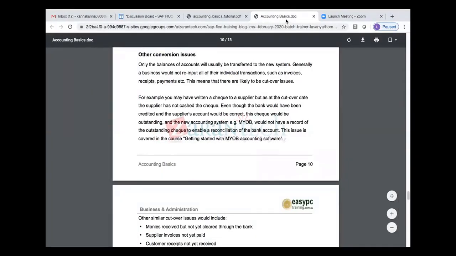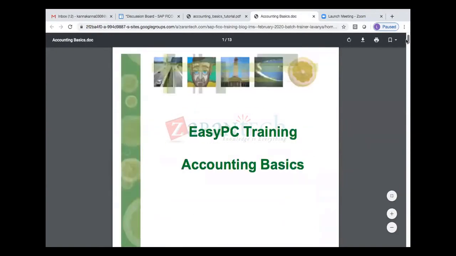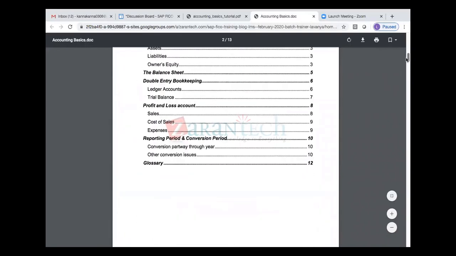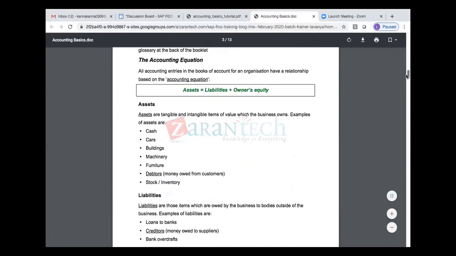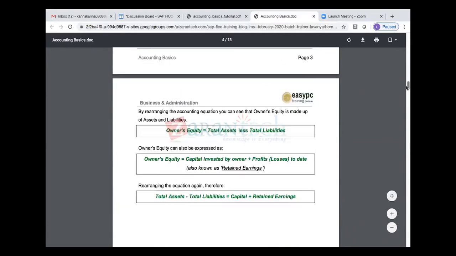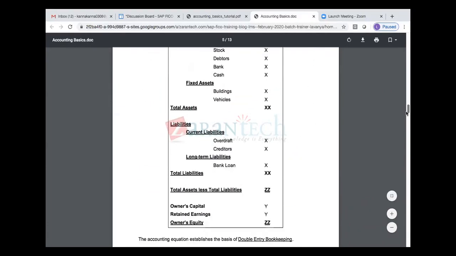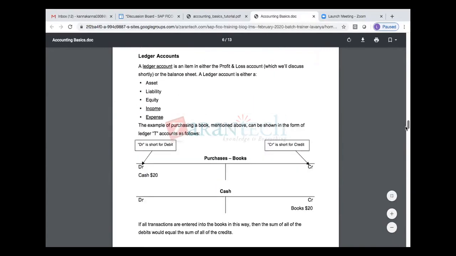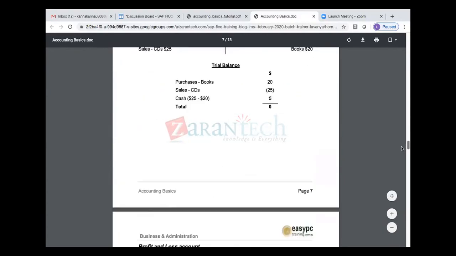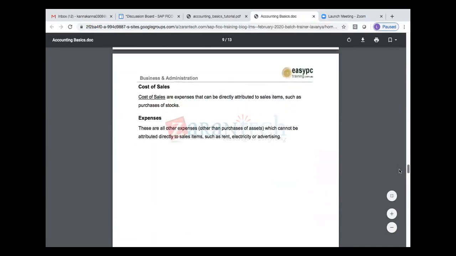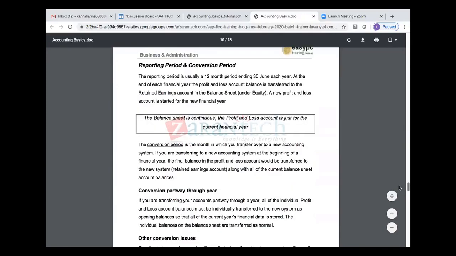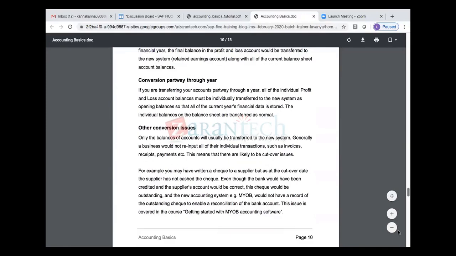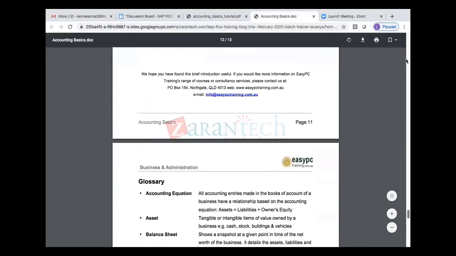Let me tell you how much you have to go through in the accounting basics. This is a very short one, which has only 12 pages. So go through the accounting basics, the balance sheet, double entry keeping, ledger accounts, trial balance also you can go through, profit and loss. Till here, only till here. No need to go through all this. And this is about this document.